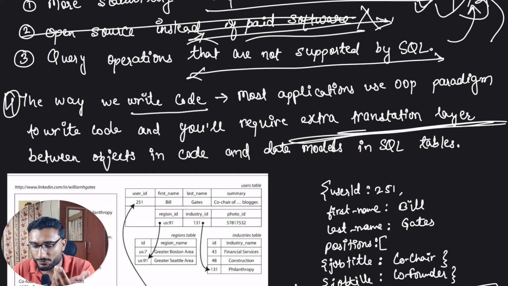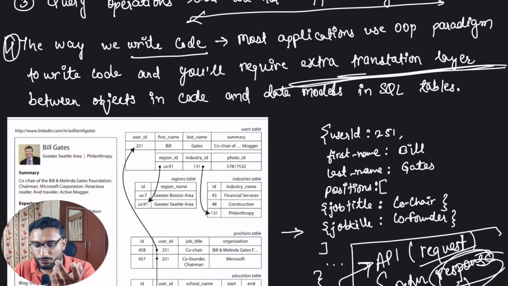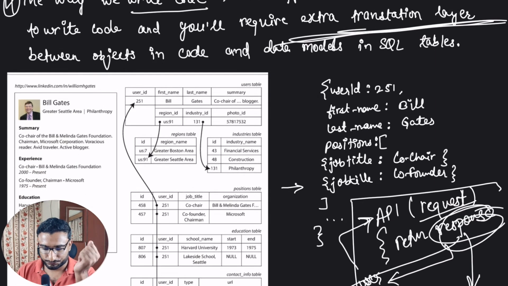You have this object, right? Let's say this object only. So you will have to break this data. User ID will go to column user ID, then first name will go to column first name, all those things. So this is the one reason.